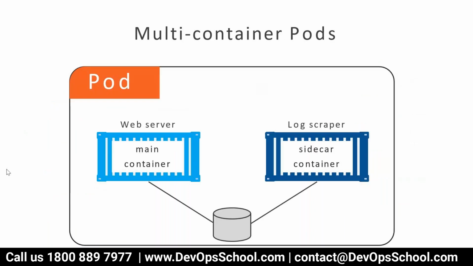When you have a pod, the first container we call the main container. Other containers which you launch, we call sidecar containers. A sidecar container can be of any use, for example a log scraper, a database, or whatever your requirements are.